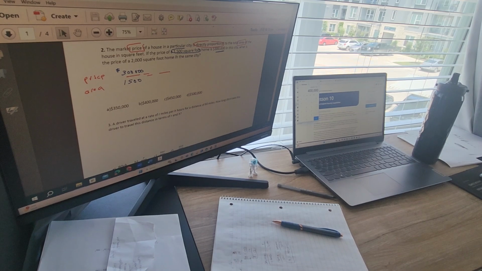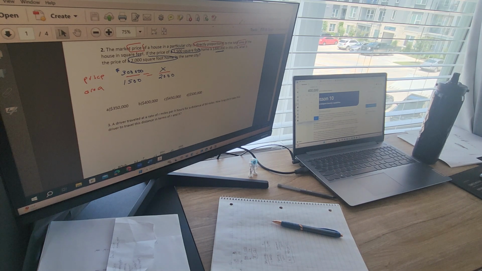What's the price of a 2,000 square foot home? So that's not money, and square feet indicates area. So 2,000 goes on the bottom. And so here's what we're looking for: how much is that house going to cost if house prices are proportional in this particular area? So they released this problem for two reasons. So we can see what proportions look like.